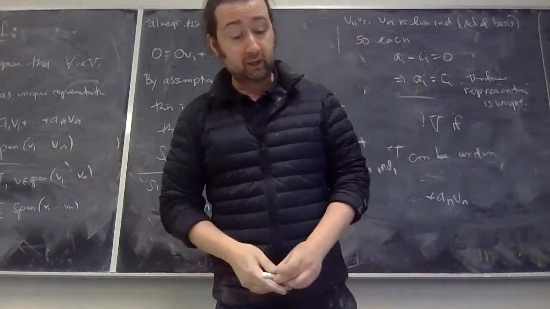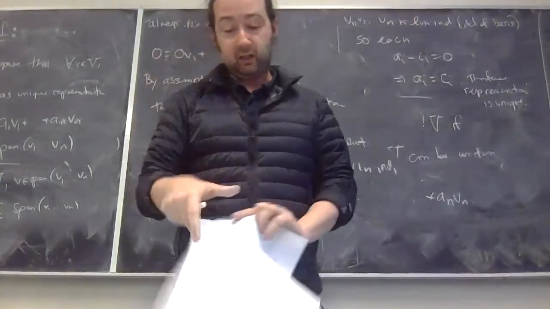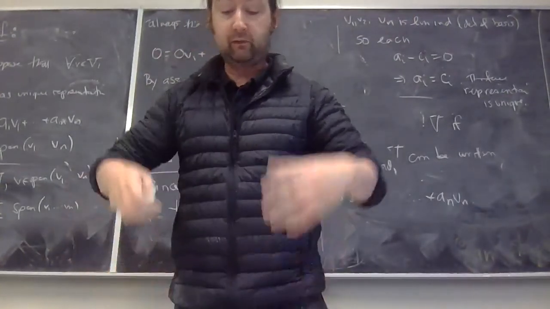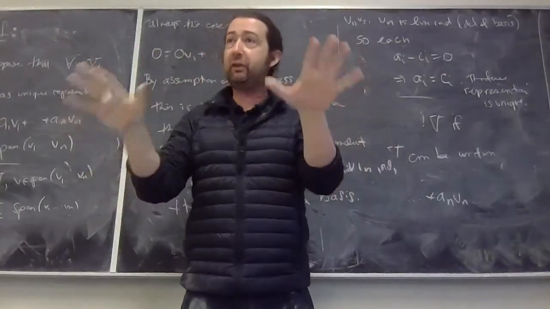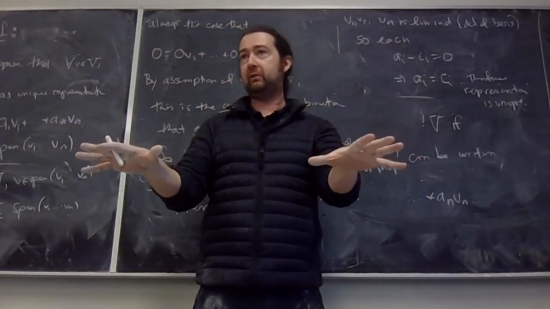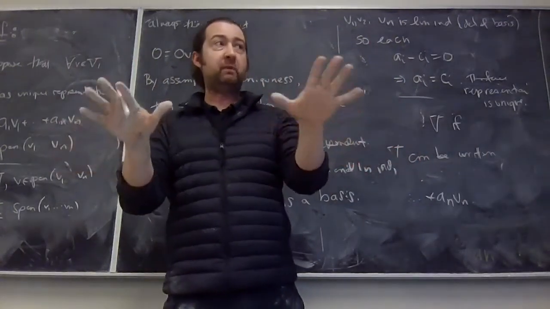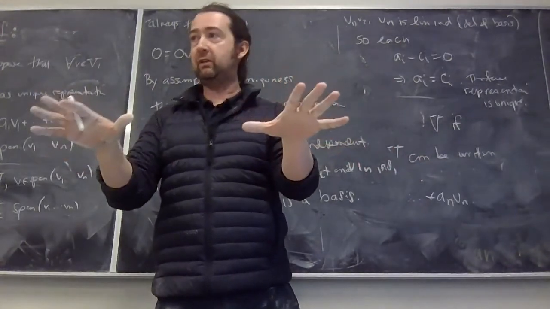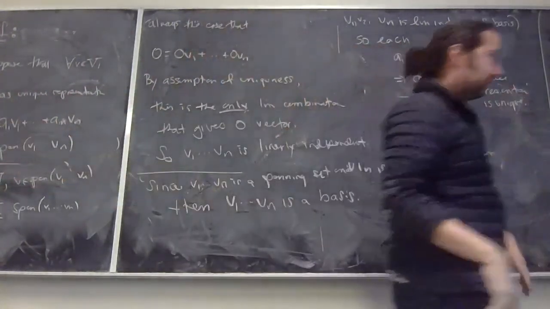So that's what we're going to talk about next time: changing spanning lists into bases. And then, once we have a basis, we can define the notion of dimension. The big theorem there is that every basis has the same length for a vector space. That's where we get the notion of dimension. Every basis for a vector space has to be the same length as any other basis for the same set. Okay. See you guys next time.